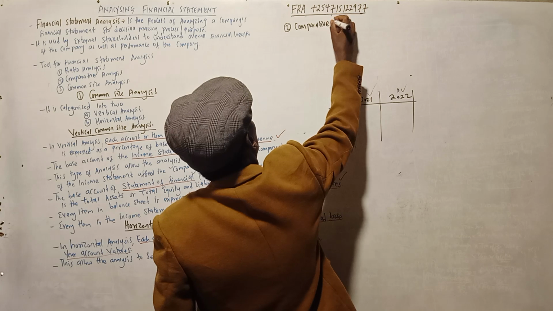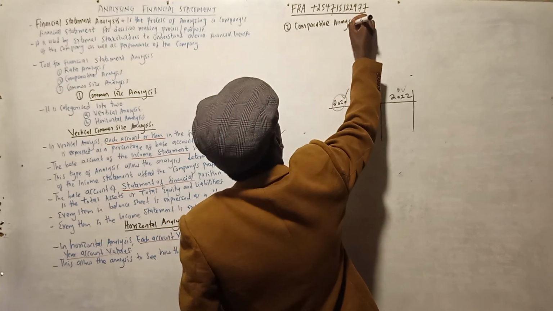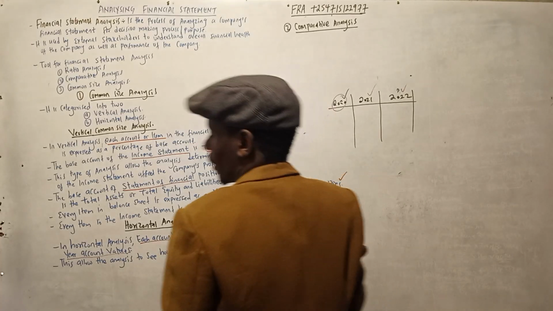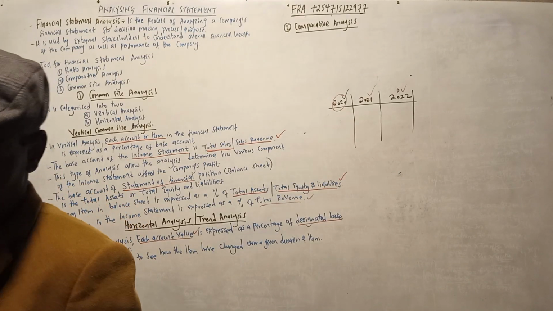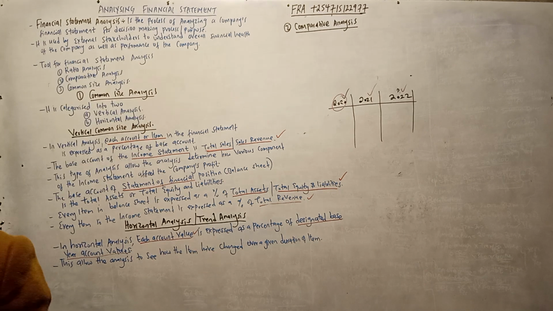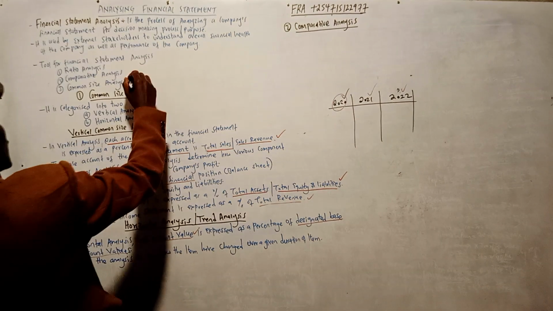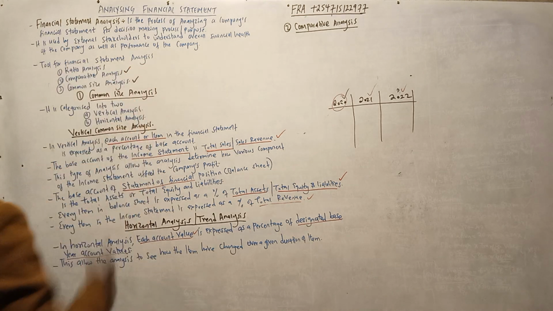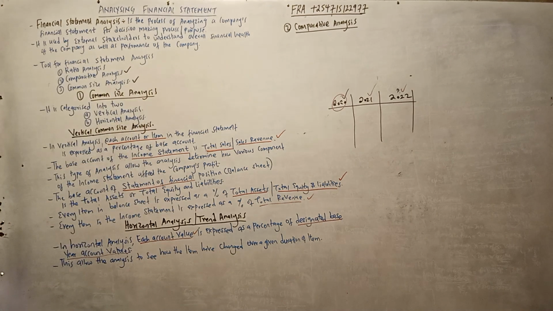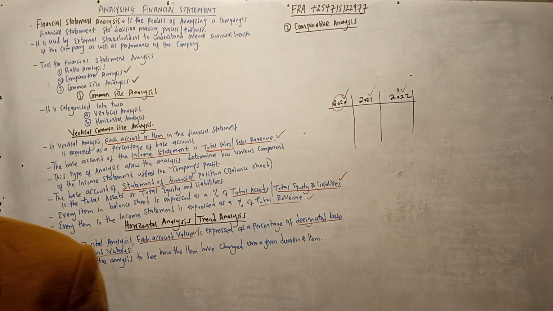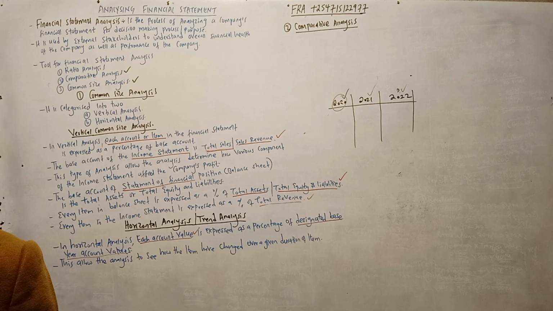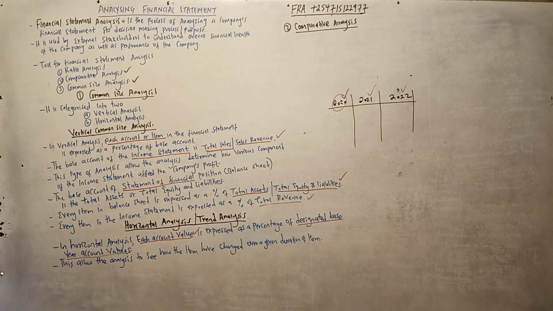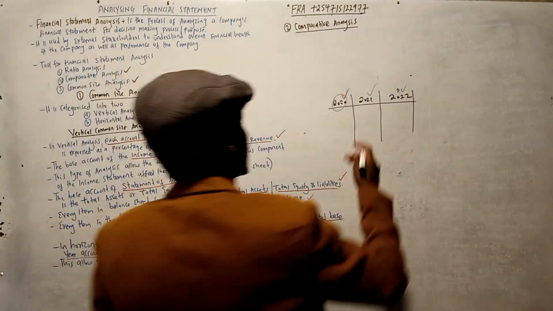So the first one we said was, I started with this one, common size analysis. So number two is the comparative analysis. Then we finish with the ratio analysis. So let us go to comparative analysis and see what they are talking about. Now, comparative statement analysis. It's supposed to be comparative statement analysis.